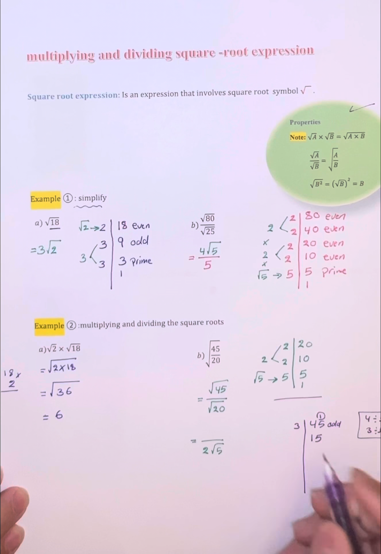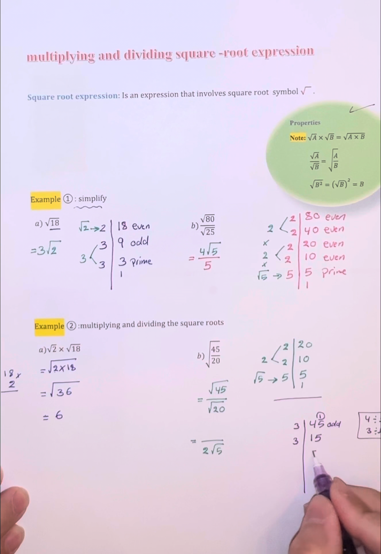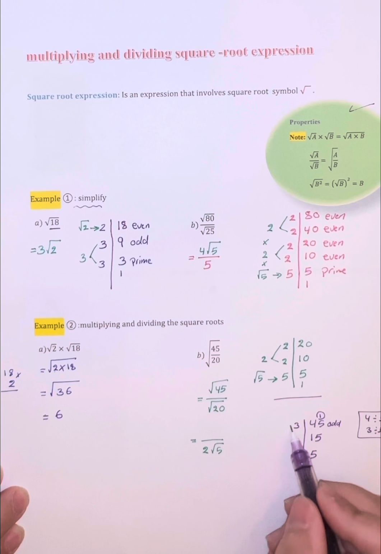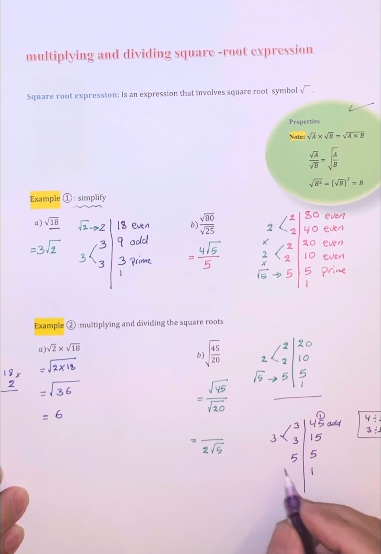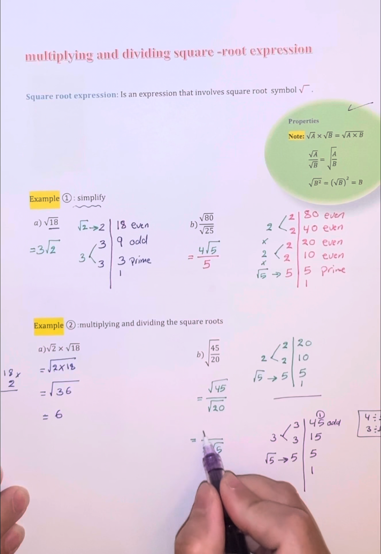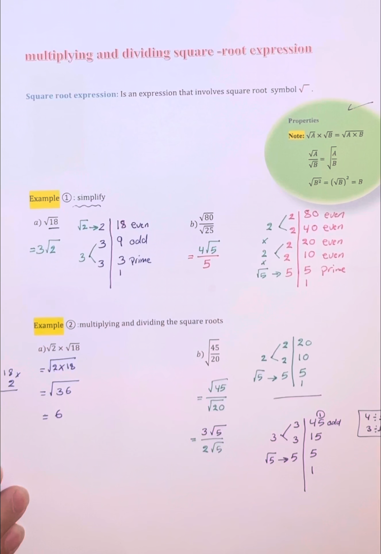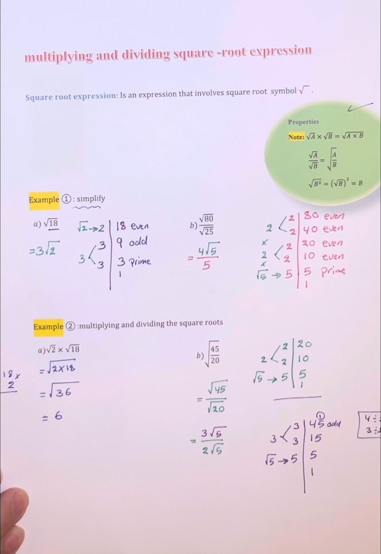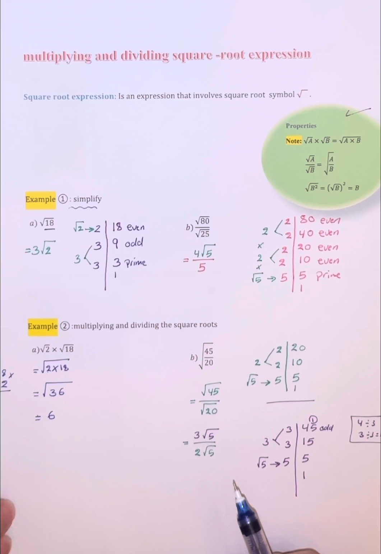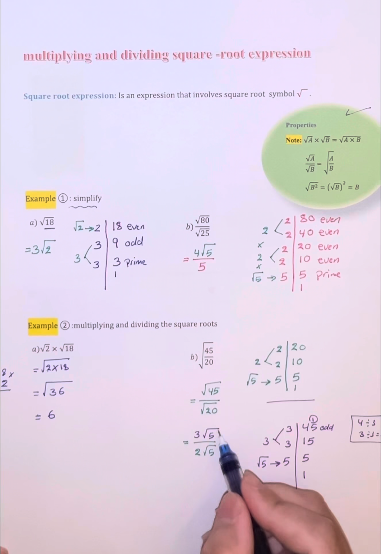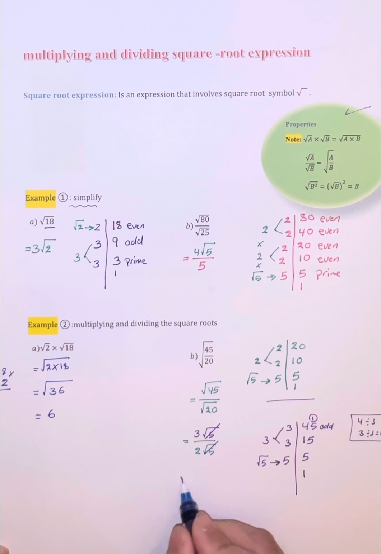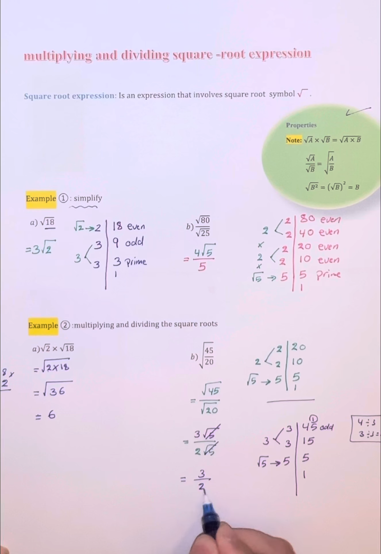Again, we get an odd number. Divide by 5. 5 divided by 5 will be 1. Two same factors, we will choose one, and the lone factor stays in the square root symbol. We get 3 square root of 5. Now we have the same radicand. What does radicand mean? The number inside the square root symbol, okay? So we can cancel them together. The answer will be 3 over 2.